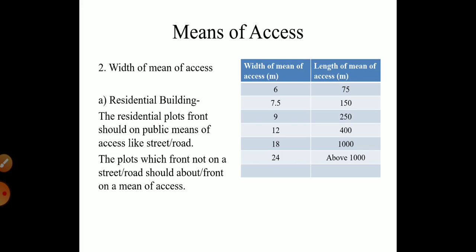Okay. But note that if the development is only on one side of the means of access, the prescribed width may be reduced by 1 meter in each case. And in no case shall development on a plot be permitted unless it is accessible by a public street of width not less than 6 meter.